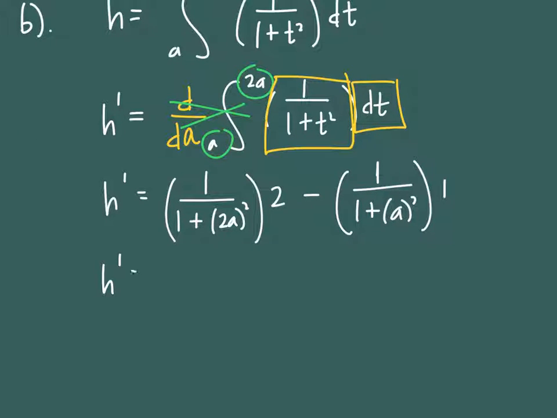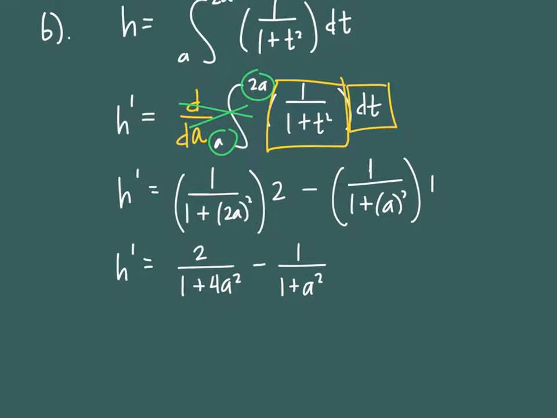So my h prime is going to be 2 over 1 plus 4a squared minus 1 over 1 plus a squared. You don't need to find a common denominator. It's fine if you just leave it expressed like that. Sometimes a common denominator would be worse. Yeah?